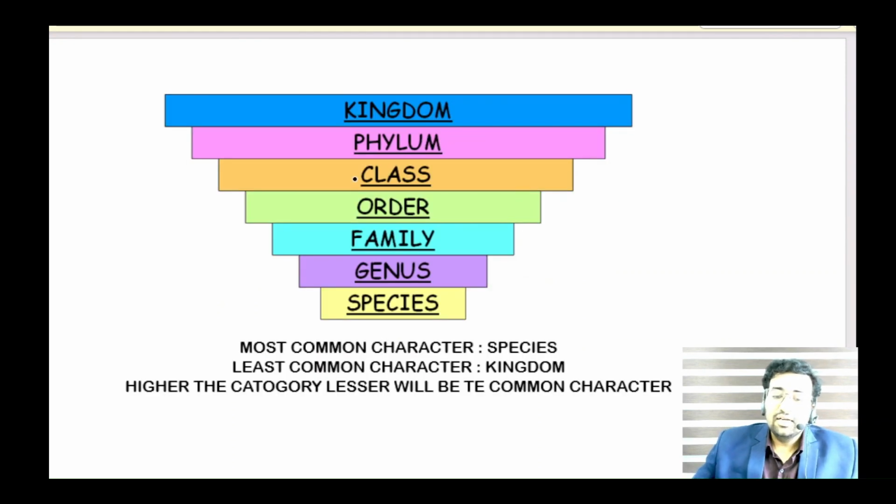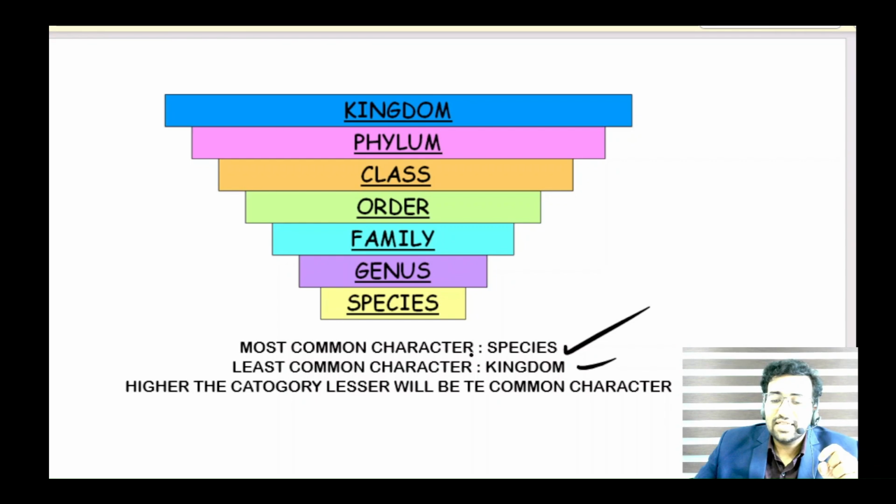So the species has the most common characters, meaning if you get two organisms that are closely related, they are actually under the same species. And the kingdom, the upper one, has the least common characters, because you get a plant known as a jackfruit tree, and you get another plant known as a coconut tree. The common characters are very different.